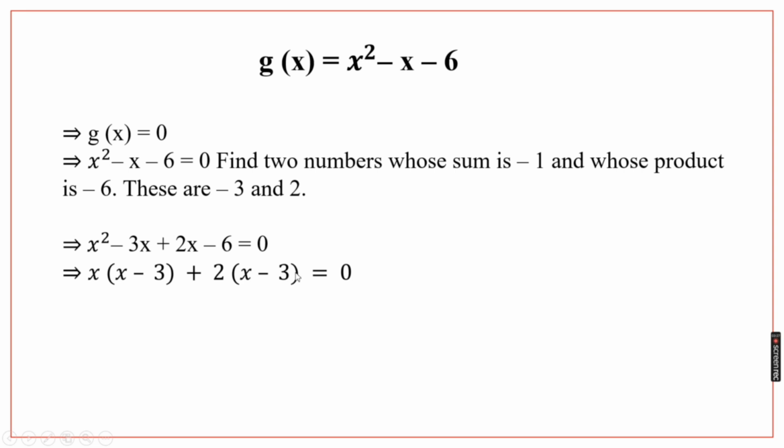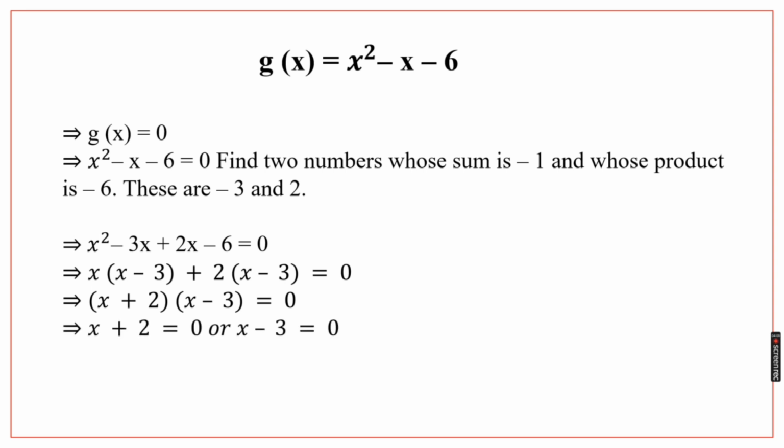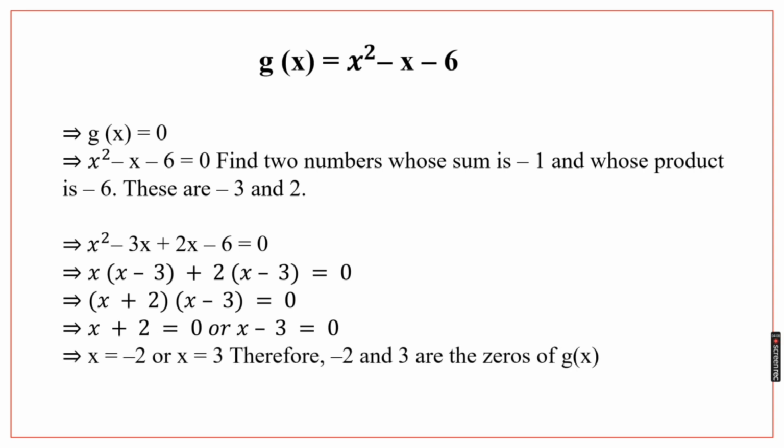So we have x minus 3 in both values, and we will pull out this value. So it will be x plus 2 times x minus 3 equals 0. From those two values, if one of them is 0, the function will be 0, because as you have seen in the first video, every number multiplied by 0 gives 0. So x plus 2 equals 0, or x minus 3 equals 0. From this, x equals -2, or x equals 3. Therefore, -2 and 3 are the zeros of g of x.